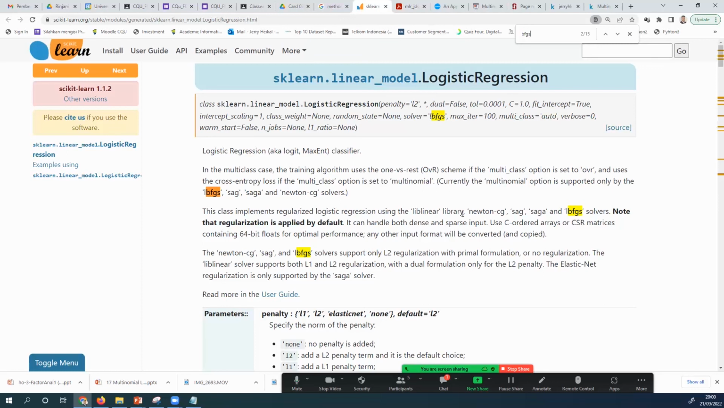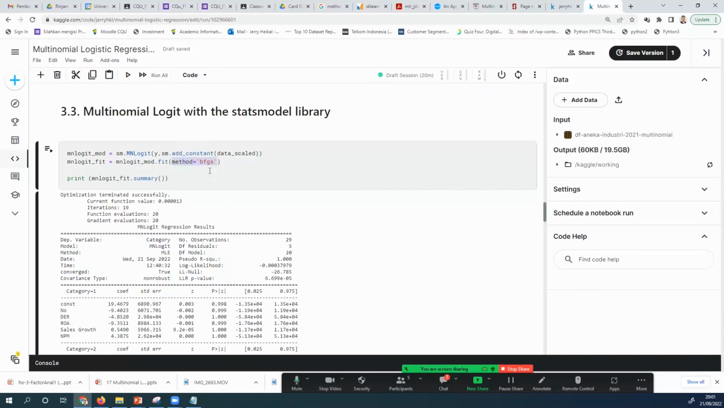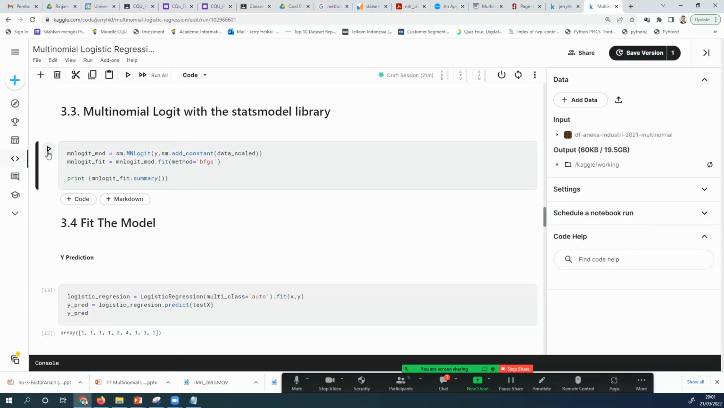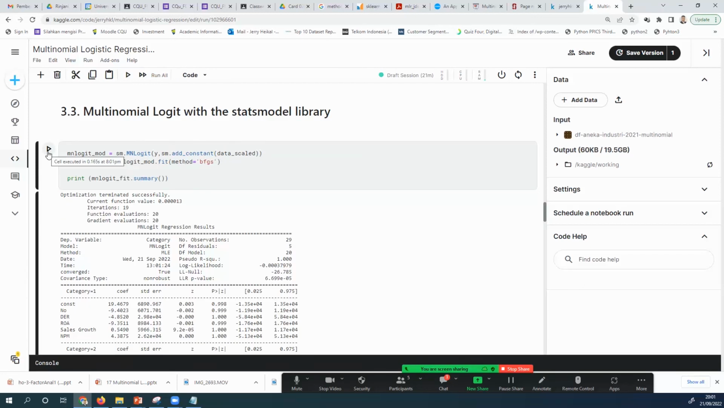Got it? Okay, but if we put Newton-CG or Saga, will the result be the same? Do you want to try with Saga? Okay, let's do it. What is the difference with Saga? I also wonder. Oh, error. The other one gives an error. So BFGS is the one that works.